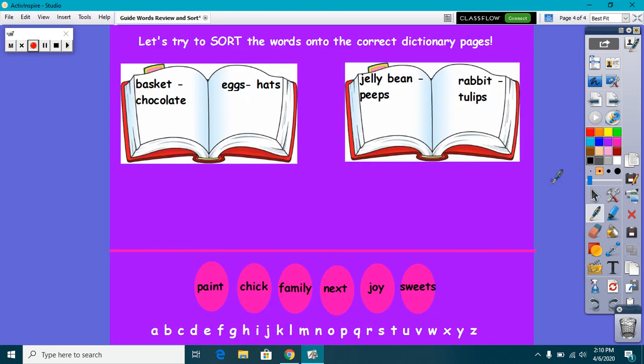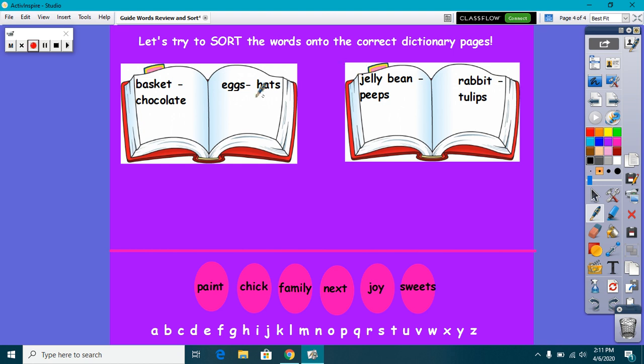Now we're going to do something a little bit different. We're going to be sorting some words. Here are the words we're going to sort, and we're going to put them on the right dictionary page. So we have 4 pages to look at now. Here are the guide words: basket and chocolate, eggs and hats, jelly bean and peeps, rabbit and tulips.